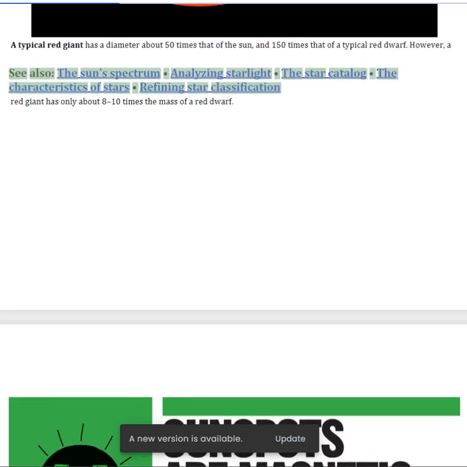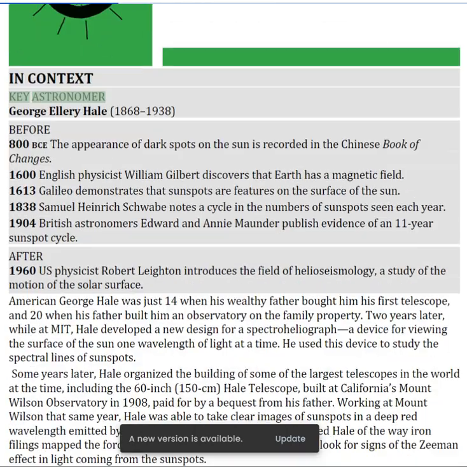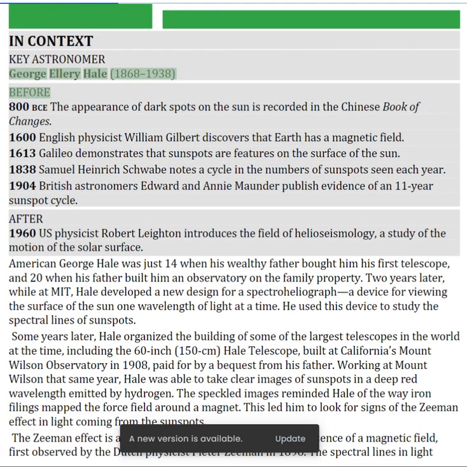See also: the Sun's Spectrum, Analyzing Starlight, the Star Catalog, the Characteristics of Stars, Refining Star Classification. In context. Key astronomer. George Ellery Hale.